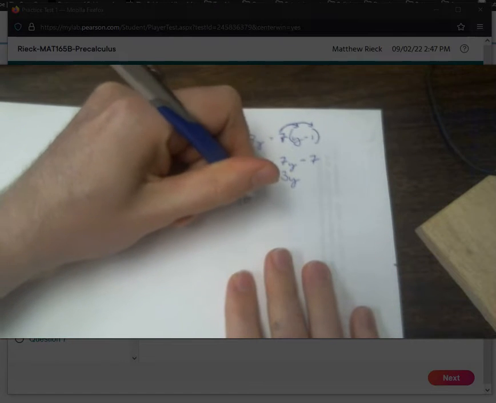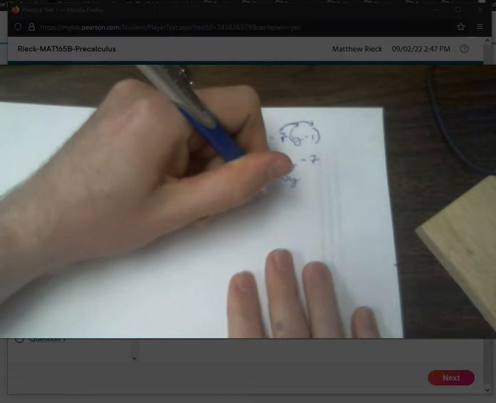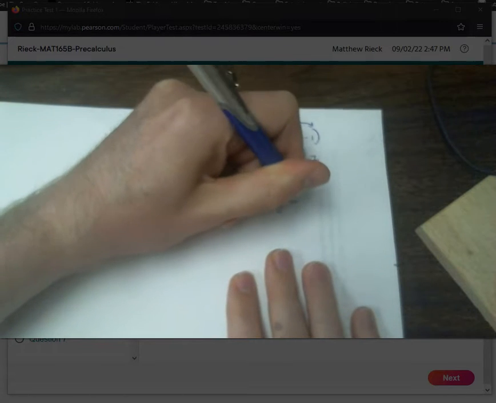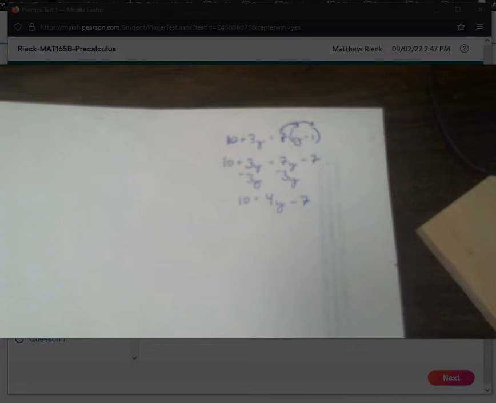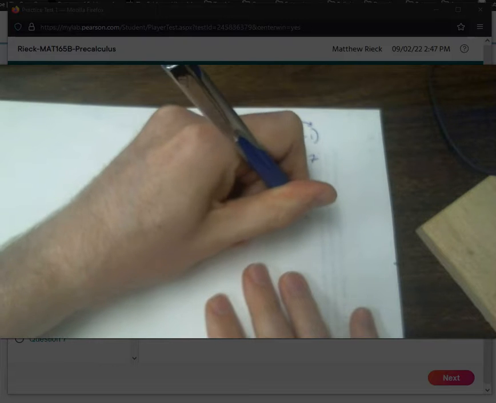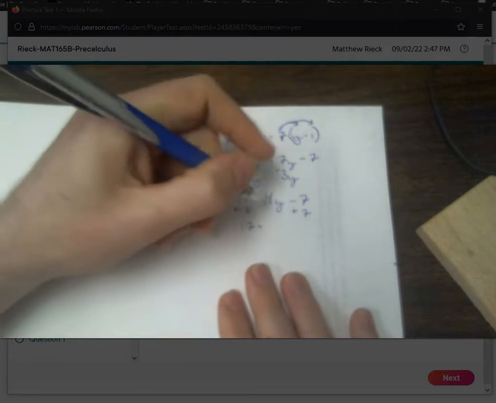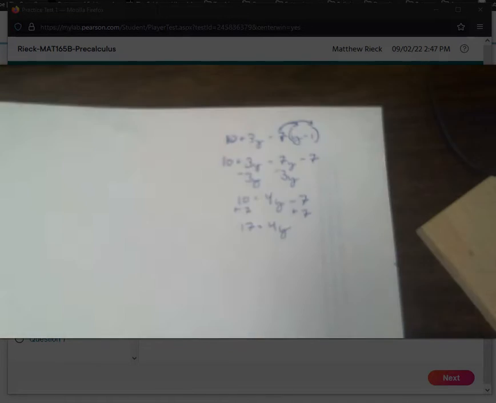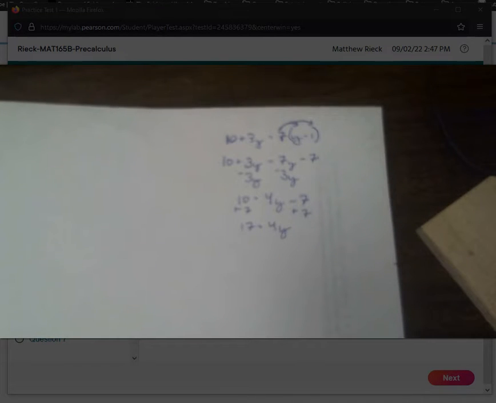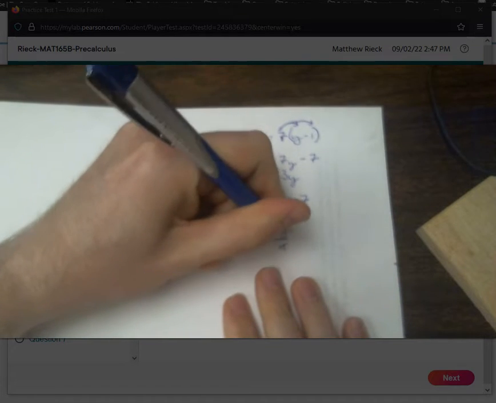All right, so when we do that, we end up with 10 equals 7y minus 3y minus 7. So we can combine the like terms there. So we have 4y minus 7. All right, so now we want to get everything that doesn't involve my y over to the left-hand side. So to do that, we can add a 7 to each side. So we end up with 17 equals 4y. All right, so once you have everything involving your variable on one side, and everything that doesn't involve your variable over on the other side, you can just divide by the coefficient, or the number in front of your variable.